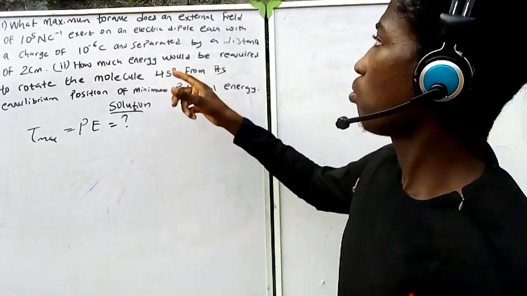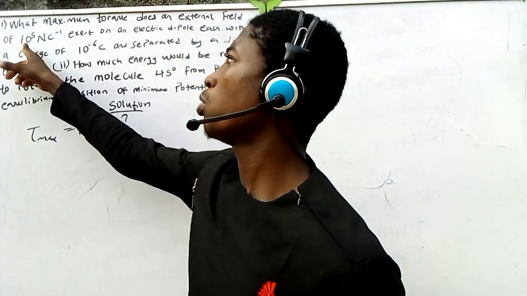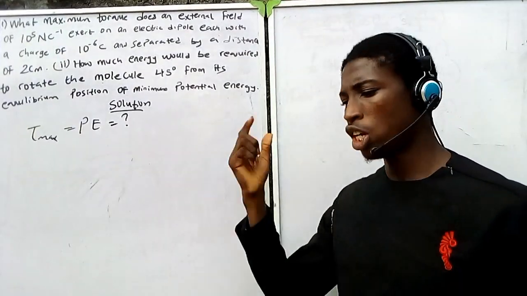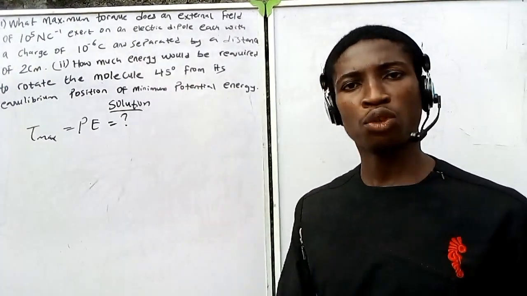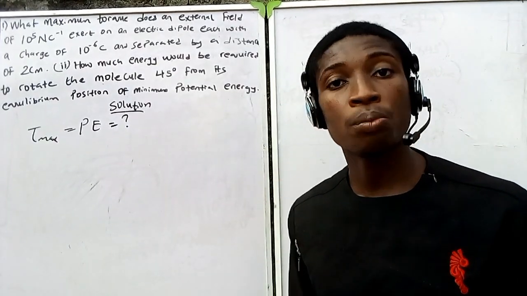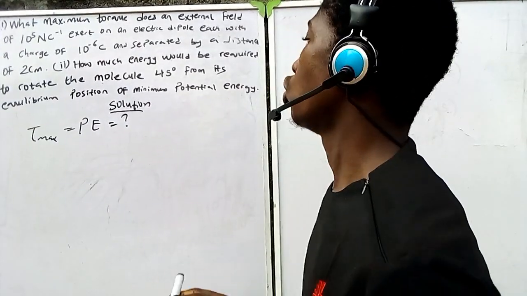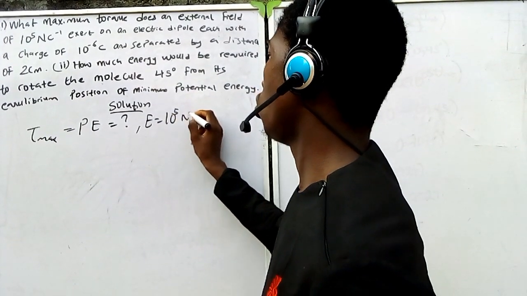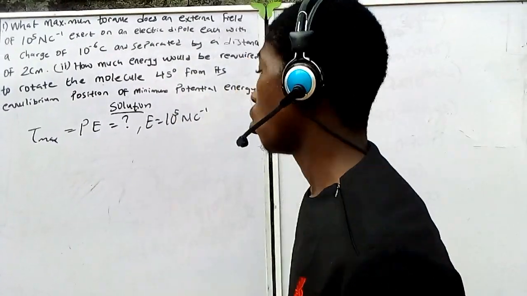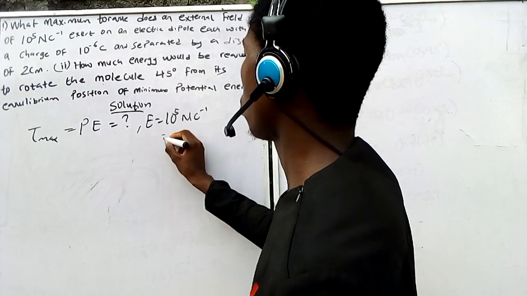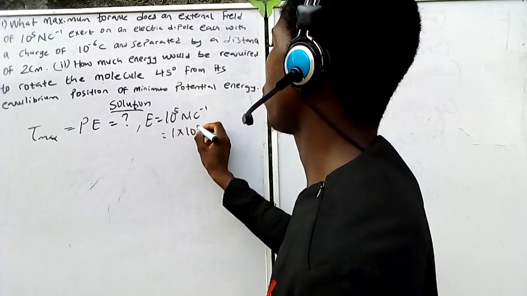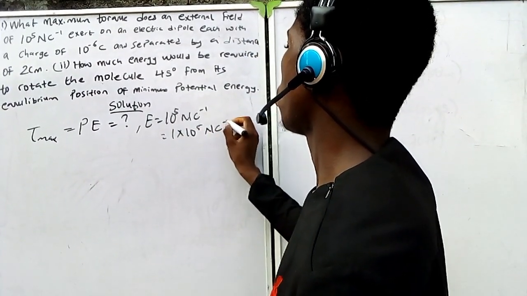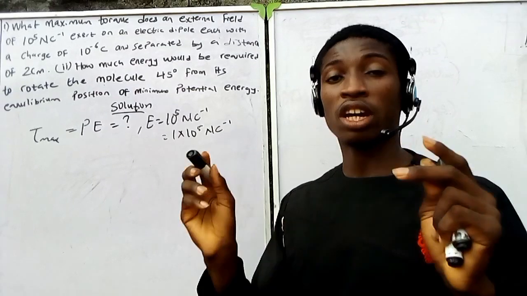All right. So an external field of 10 to the power of 5 Newton per coulomb. Newton per coulomb is the unit of what? Electric field. So electric field is equal to 10 to the power of 5 Newton per coulomb, or you can write it as 1 times 10 to the power of 5 Newton per coulomb. You're still okay?